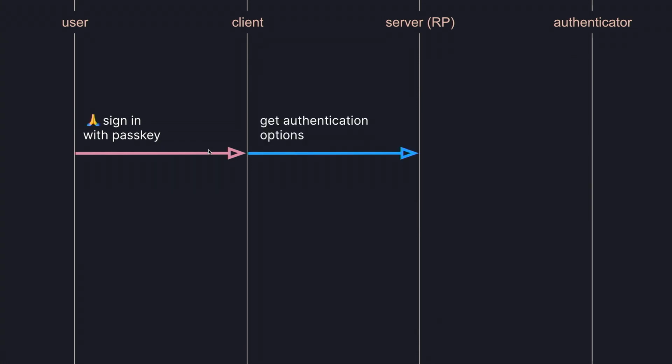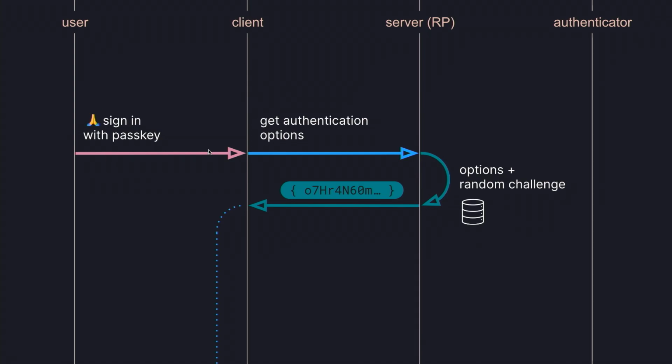And the client is going to request authentication options from the server again. So not registration options this time, authentication options, on behalf of the user. The server is going to generate these options. And the server at this point knows, OK, I have this bunch of keys stored, so maybe don't send them to me again. So the server creates this response and generates another random challenge, and it stores it and then responds to the client with the authentication options and the challenge.